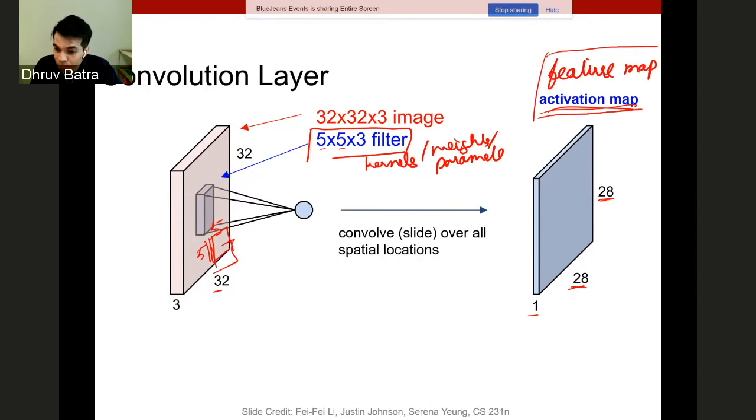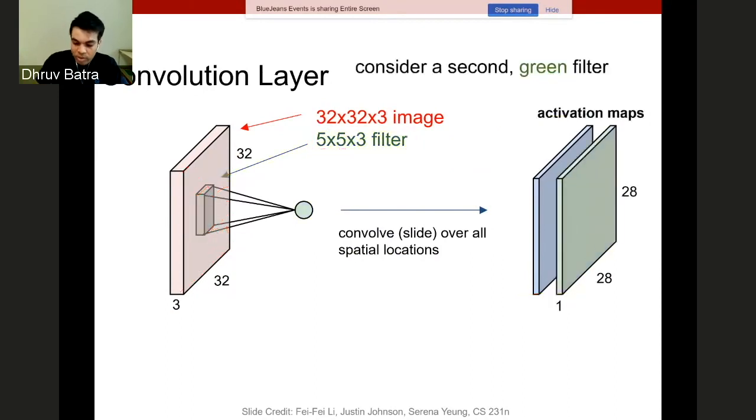Why does the activation map have depth 1? Excellent question. Why does the activation map have depth 1? Because so far we have only talked about one 5 by 5 by 3 filter. This 5 by 5 by 3 filter, there's only one of them. It is placed in the third dimension to match, and you place it at all spatial locations. It will only give you one channel as the output because there's only one filter.